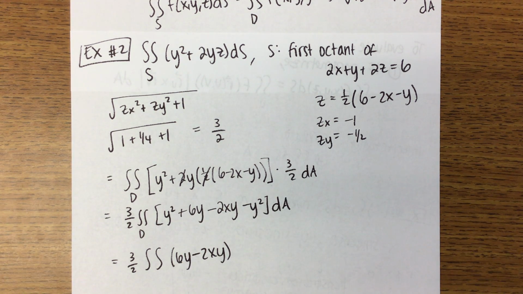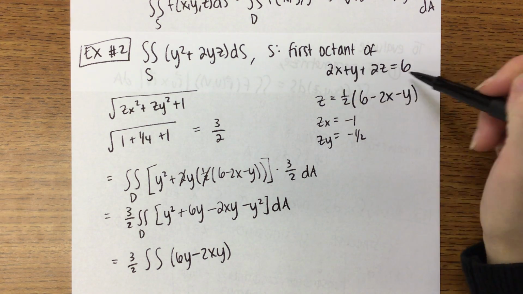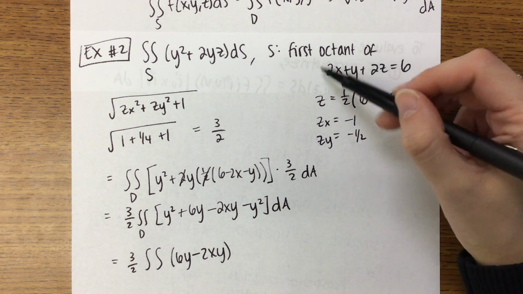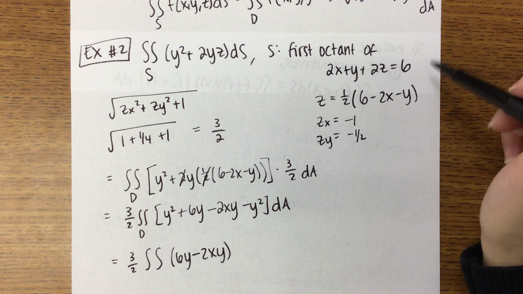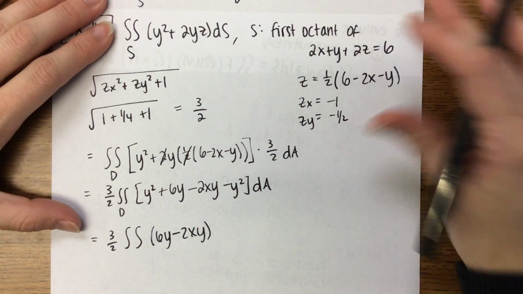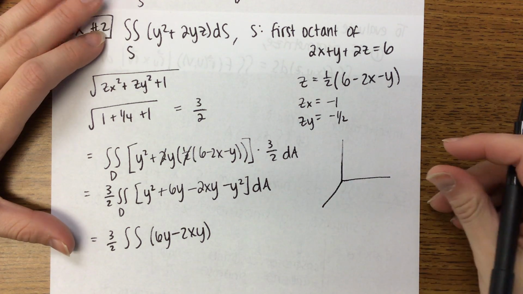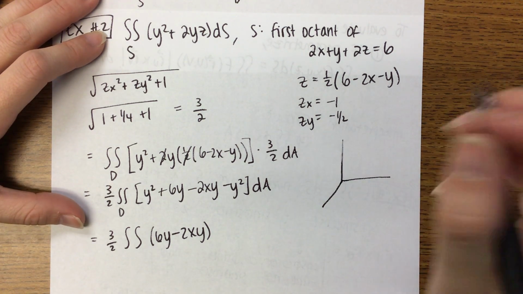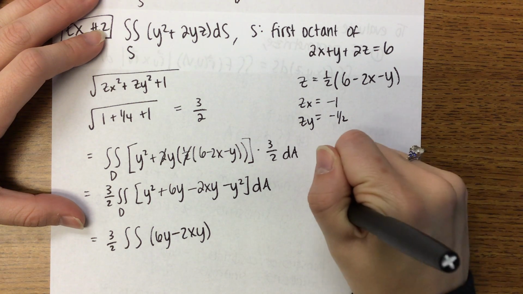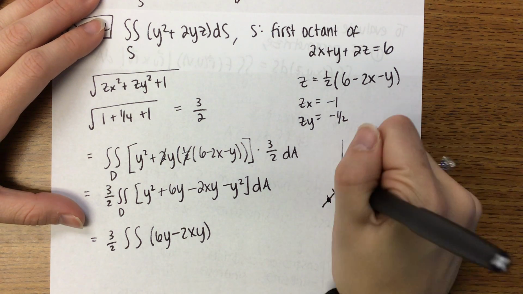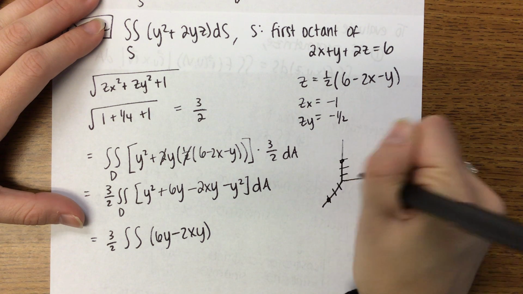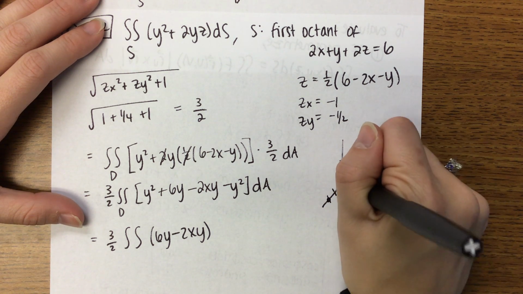And now we've got to figure out the bounds. Okay, bounds is the region D, which is the region in the xy plane. So what we're going to want to do is graph this. What is this surface? A plane. So let's graph the plane. Only in the first octant. X-intercept is 3. Z-intercept is 3. Y-intercept is 6.